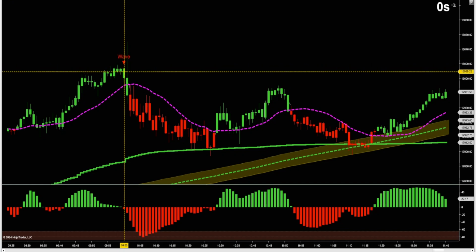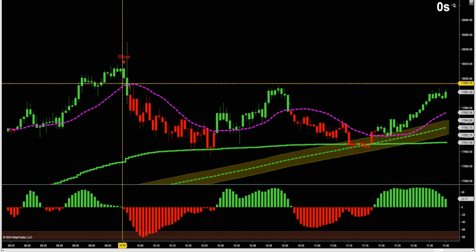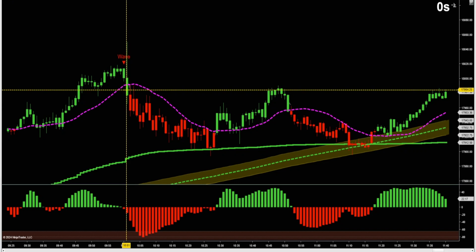So we get this signal. If I'm waiting for confirmation, I want it to close below the signal candle. And in this case, since we're so close to the 20 SMA, I want to see a break and a close below the 20 SMA before I get into a short.